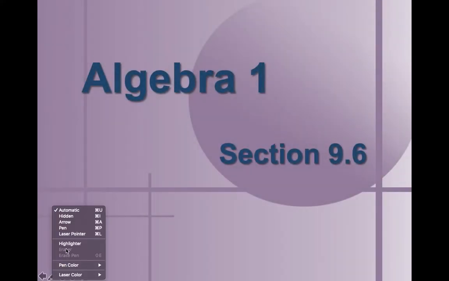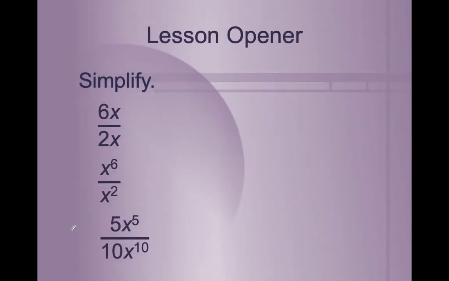All right, this is our last lesson for this chapter, 9.6. Here we go. Let's simplify these. 6x over 2x. Well, I can cancel x over x. Remember, dividing same base, subtract the exponent, so that would be 1 minus 1, which is 0. Anything to the 0 power is just a value of 1. 6 divided by 2 is 3, so my simplification is just 3.